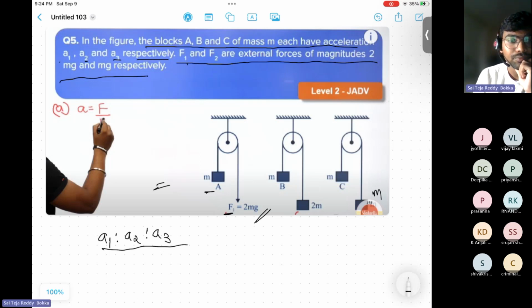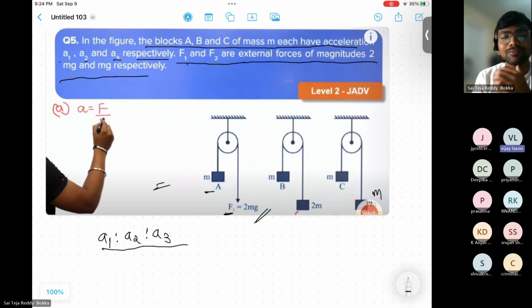1:1, sir. 1:1, again wrong. Rethink about it. Sir, 2:1:0. No. Sir, 2:1:1. No. 2:1:0. No, no, no. Yeah, just right, just right. The ratio.